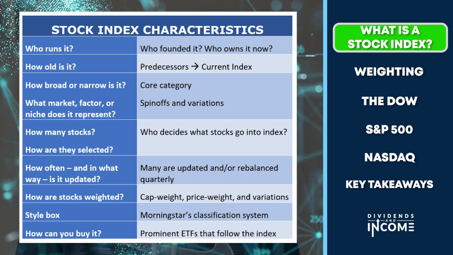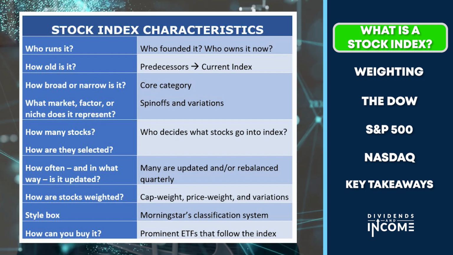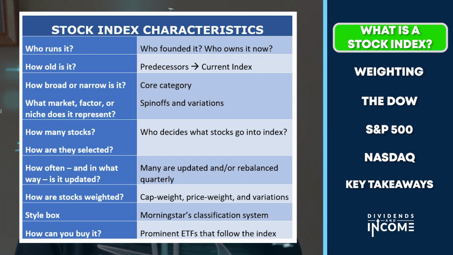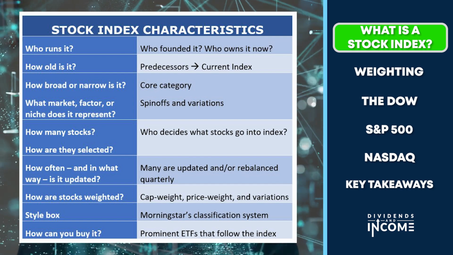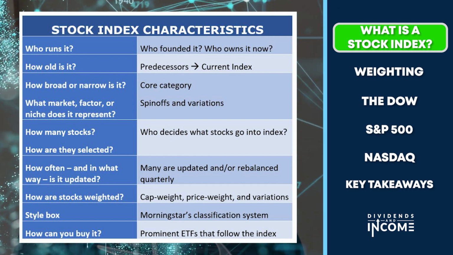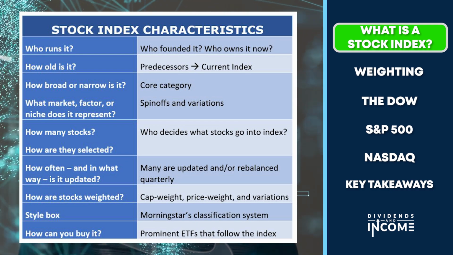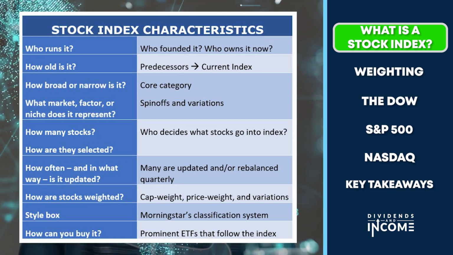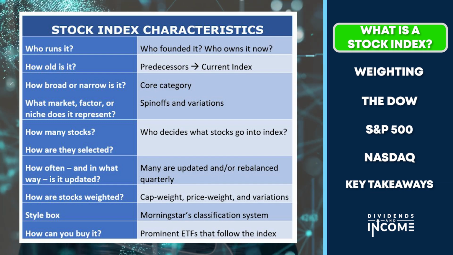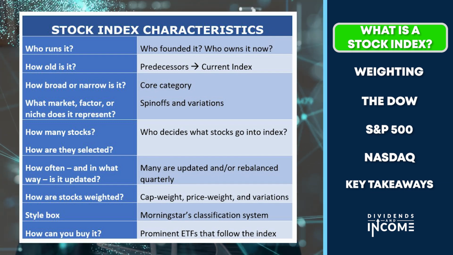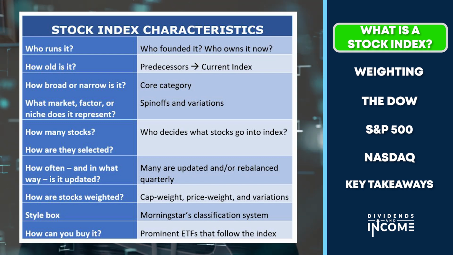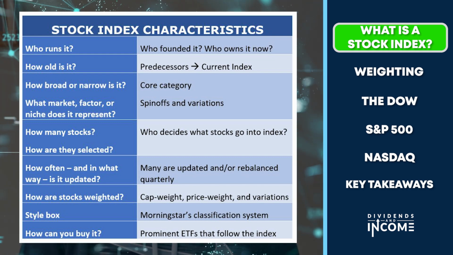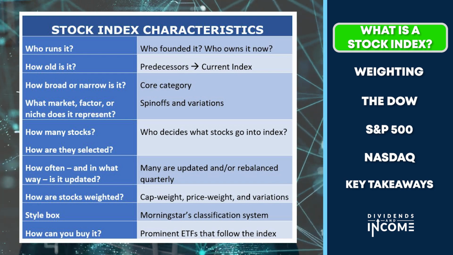How broad or narrow is it? What is the core category? What is the core theme around which the index is based? And are there prominent spin-offs and variations from that theme? How many stocks are in the index? And who decides what stocks those are? How often and in what way is the index adjusted? We will find that many are updated or rebalanced quarterly. How are the stocks weighted? This is an important subject and it'll be the next main topic in this video. We have processes known as cap weighting, price weighting, and variations of other kinds that we'll discuss.